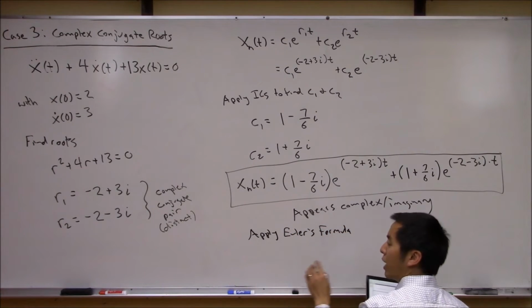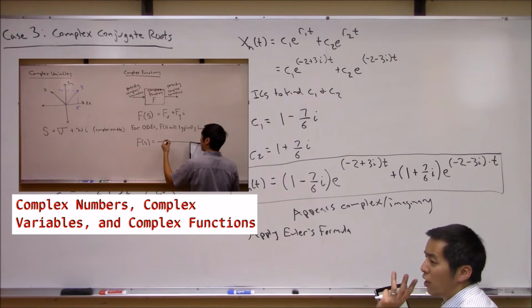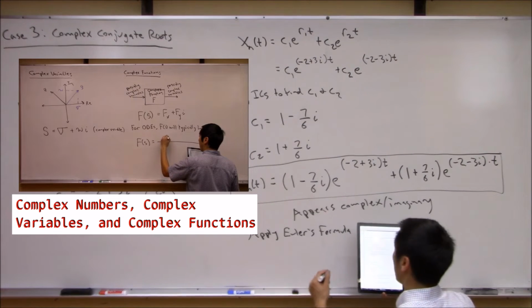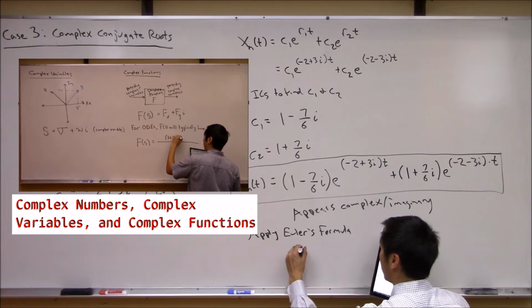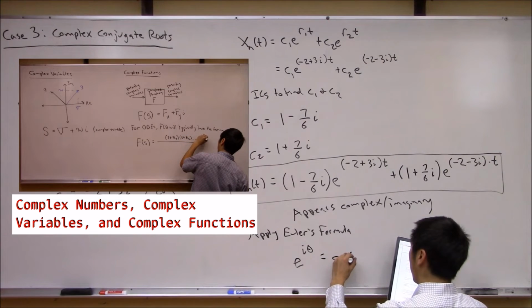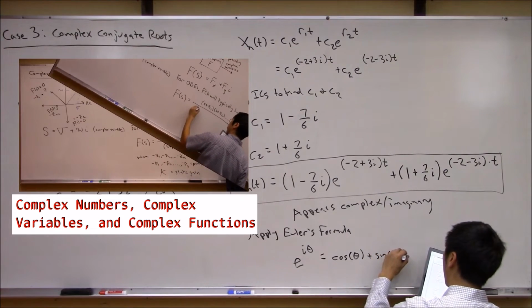If you remember in this previous video, where we discussed complex numbers and complex variables, we had a discussion on Euler's formula. Euler's formula basically said that you can rewrite a term that looks like e to the i theta as basically cosine of theta plus sine theta i.